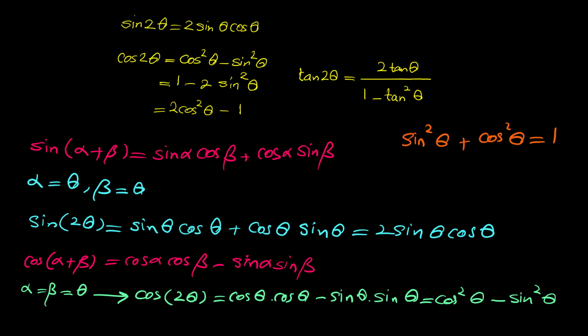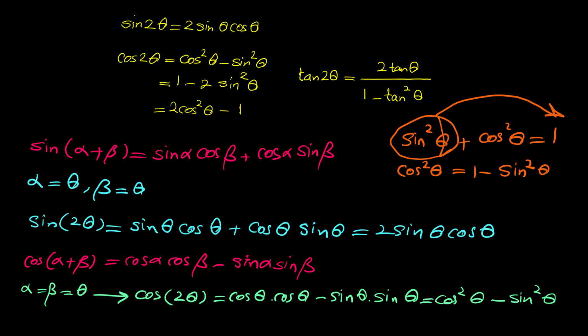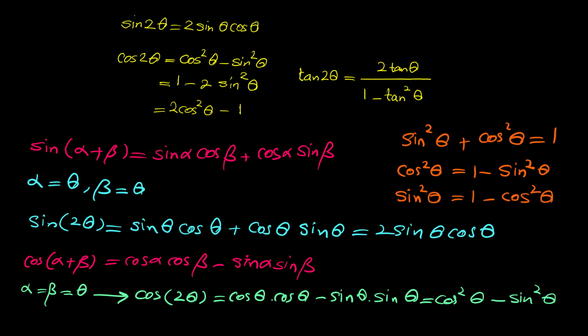From this identity, if we move this to the other side, we have cosine squared theta is 1 minus sine squared theta. And now, if we keep the sine squared here and we move this to the other side, we have this relation: sine squared theta is 1 minus cosine squared theta.